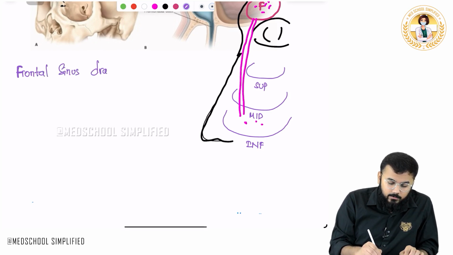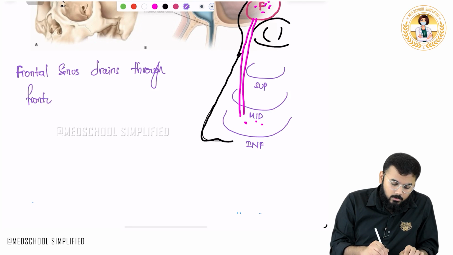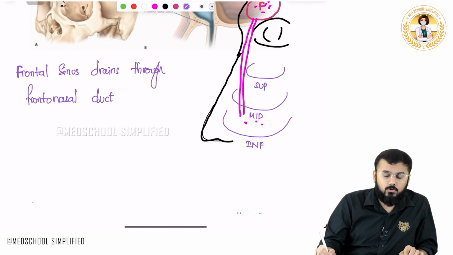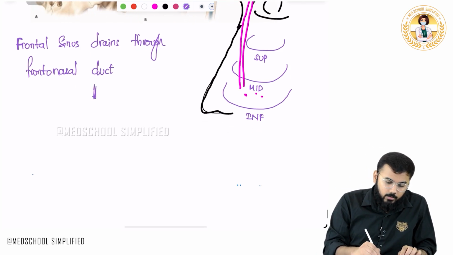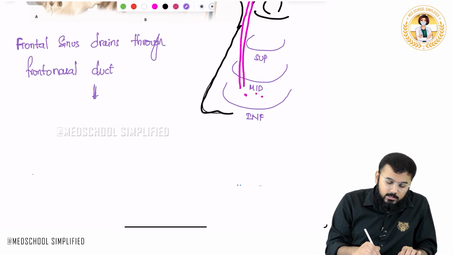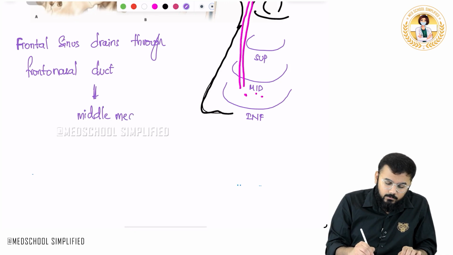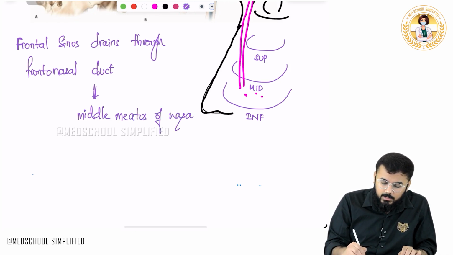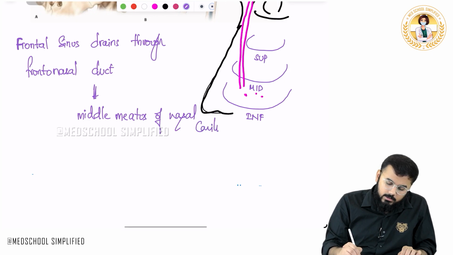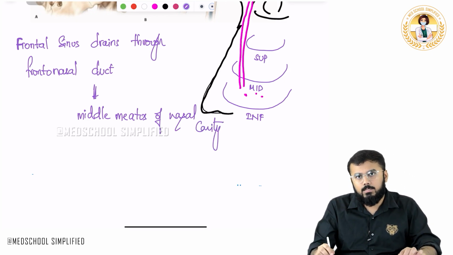Okay. So, you need to write it down here: frontal sinus drains through frontonasal duct. And the important thing here is that this duct finally enters where? Which meatus? That is the middle meatus of the nasal cavity. This duct enters into the middle meatus of the nasal cavity.